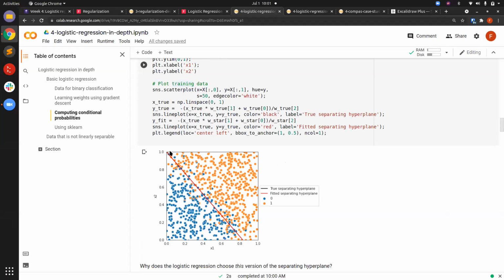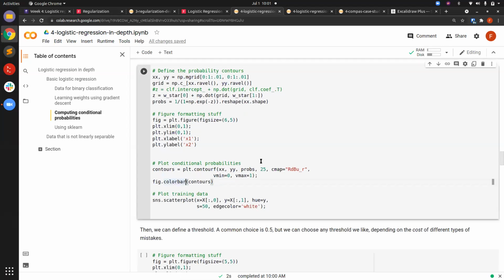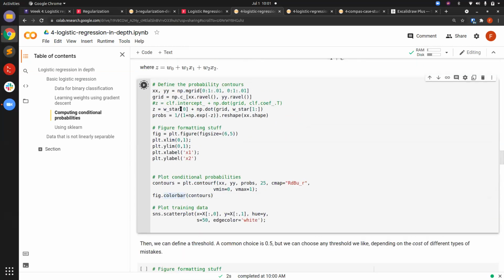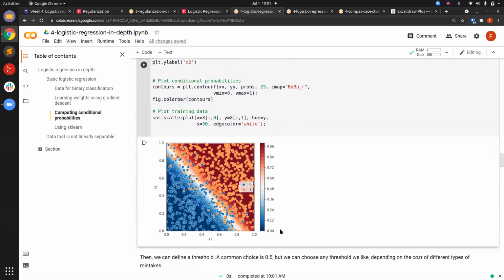We know that if a point is above the line, then the equation w0 plus w1 x1 plus w2 x2 will be positive. And then we expect to see a greater than 50% probability of belonging to the positive class. If that equation comes out to be negative, then we're below the line. And then we expect to see less than 50% probability of being in the positive class. So here's what those contour plots would look like.